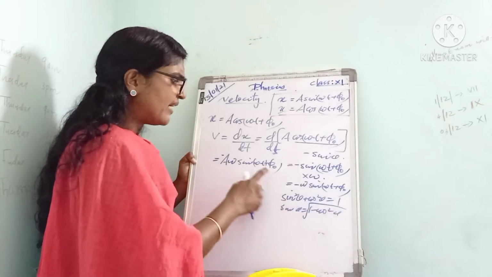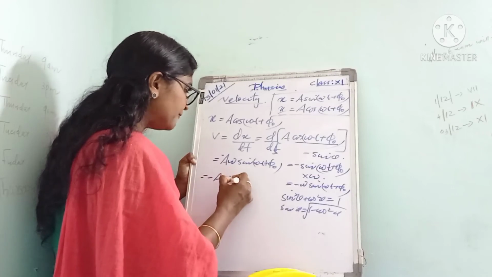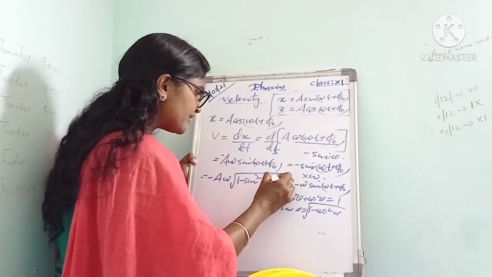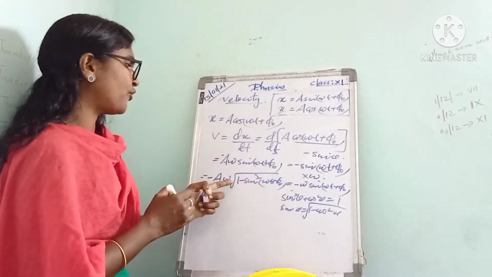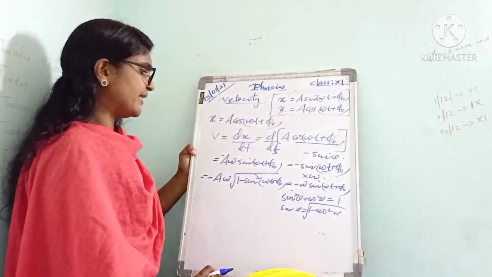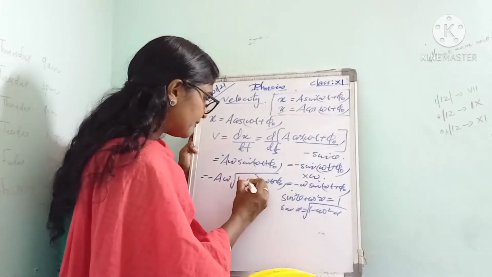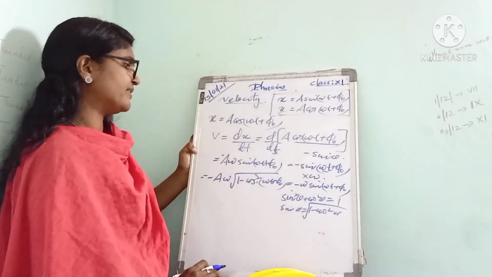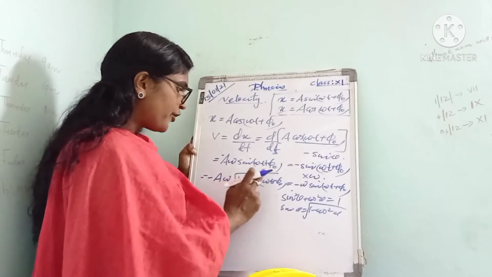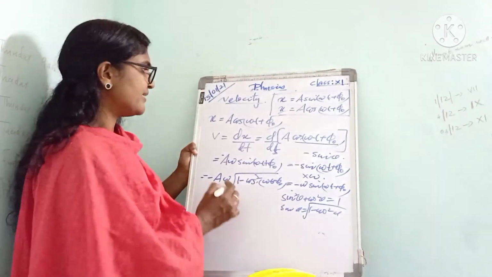But in the place of θ we have to write what? ωt + φ0. So we can write minus aω square root of 1 minus sin²(ωt + φ0). Okay, sorry, sin² not cos²θ. Cos²(ωt + φ0). Okay, this sin(ωt + φ0) can be written as the square root of 1 minus cos²(ωt + φ0). Listen to it.